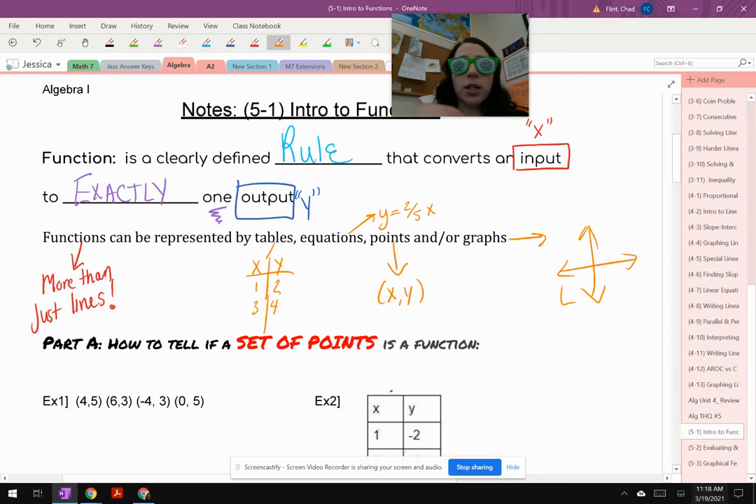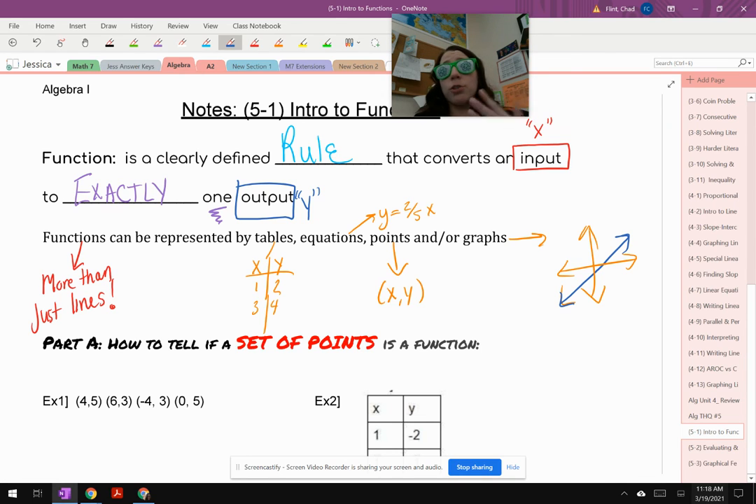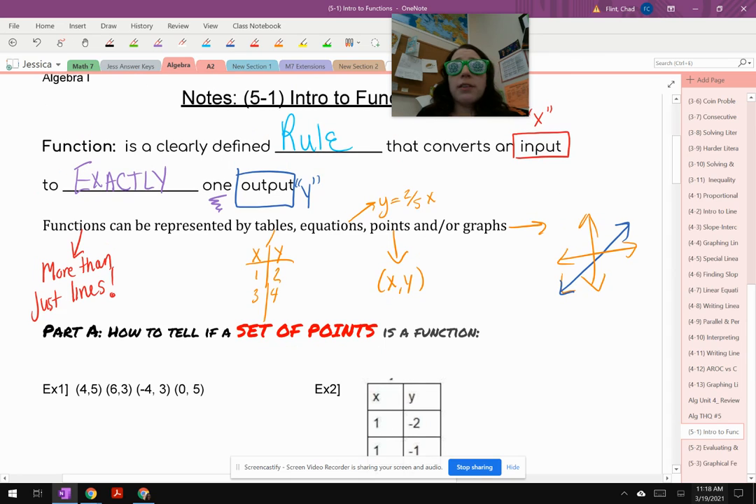Let's make the line a different color in there, just so you understand that these are the axes and that's the graph. So we're going to look at all 4 different versions of these, tables, equations, points, and graphs, and talk about how we can tell if they are functions or not. And we will start that with part A in the next.